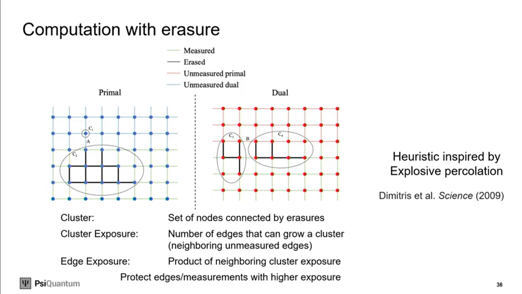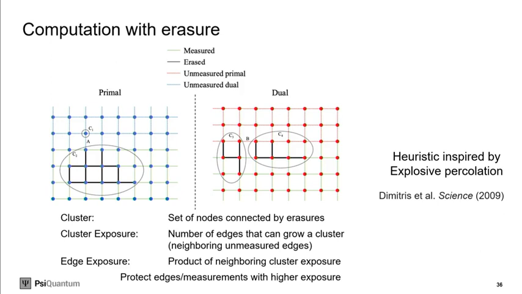So especially in a scenario where we rarely care about erasure, measured clusters are relatively benign. So if you consider the sort of cluster that you see on the bottom left here, it's a big cluster, but it's surrounded by measurements that have already been successful. So it's relatively benign, so it'll have a small exposure.